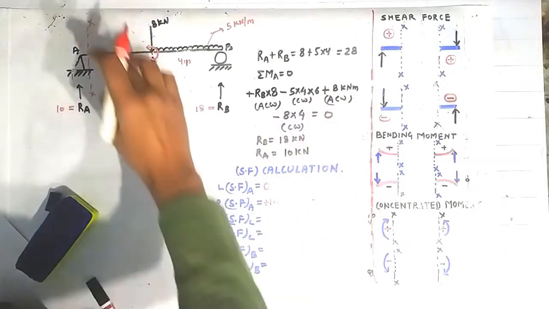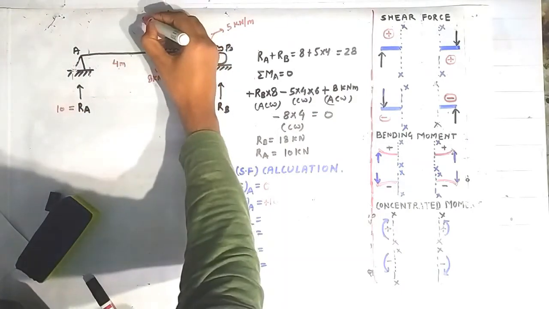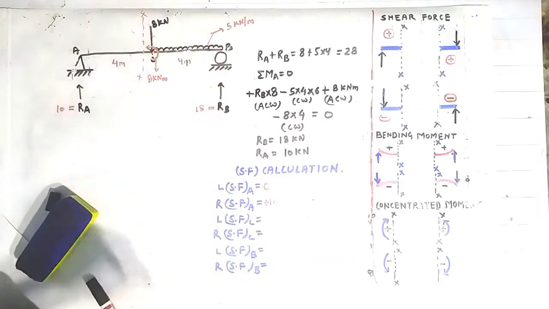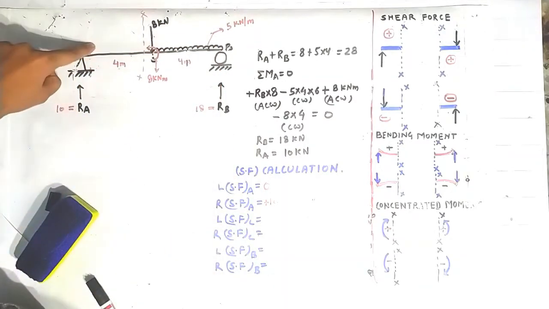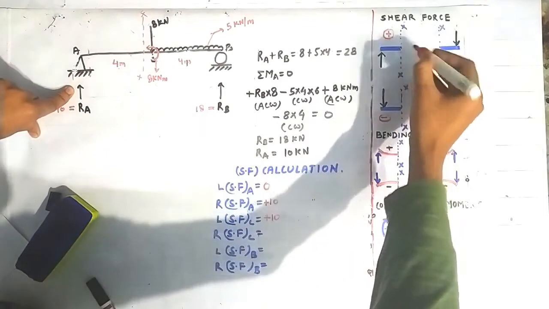Now we will calculate the shear force on the left side of the point C. So make a section here on the left side of the point C like this. Looking on the left side of this section, only this force is contributing toward a shear force of plus 10 kN using this sign convention.